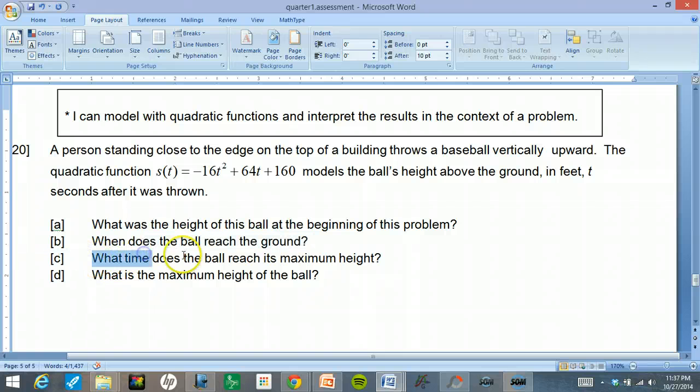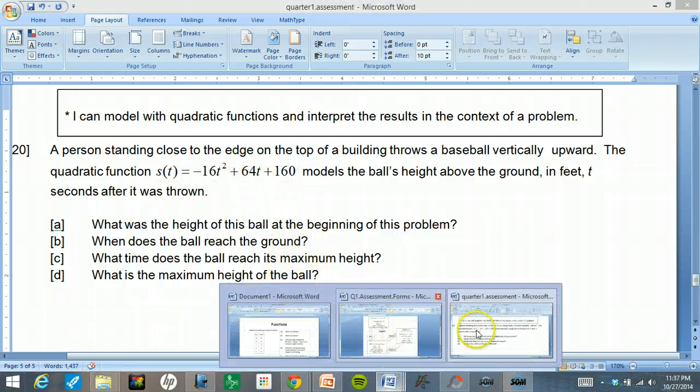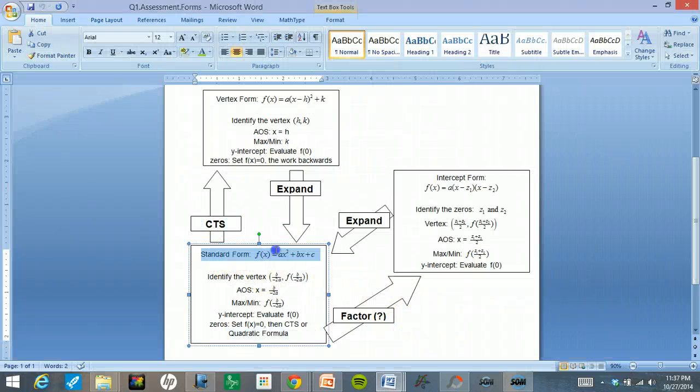Again, we're asked to find a time here, so this must give us height? Does the ball reach its maximum height? Actually, we don't know the height, but we do have another keyword here, maximum. When does a quadratic reach its maximum? At the vertex. This means we must find the vertex. How do we do that?